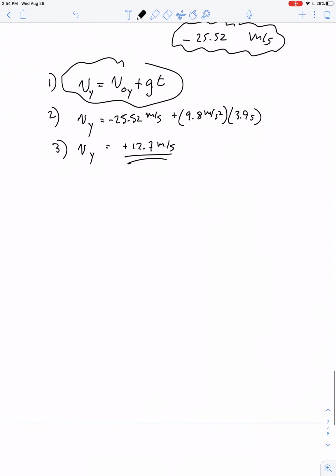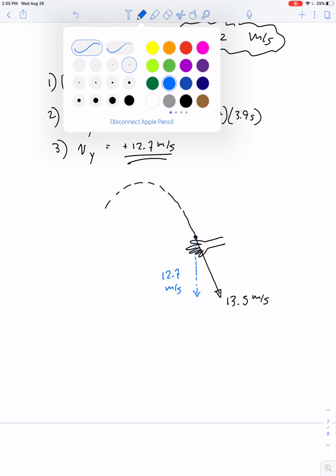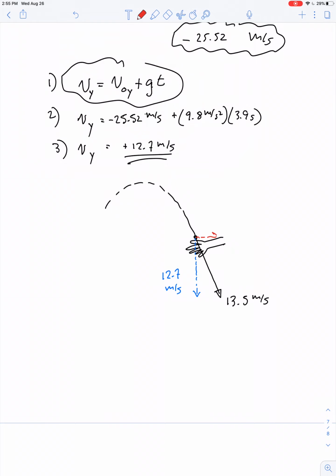So the problem is saying is your friend's holding out her hand, and here come the keys, and they strike her hand with some overall velocity at an angle of 13.5 meters per second. The vertical component to that final velocity is 12.7 meters per second. And the horizontal velocity, we don't know.